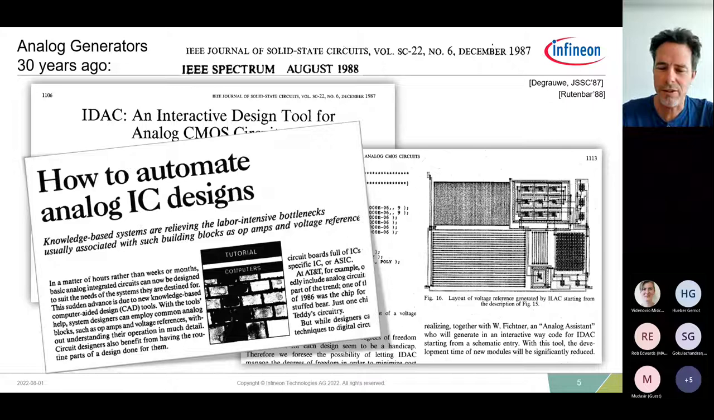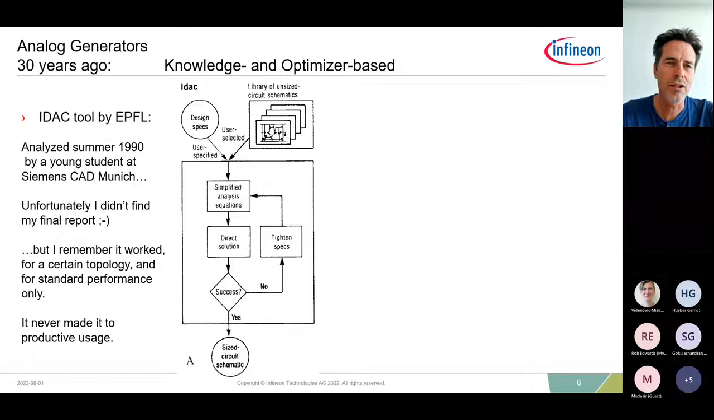And there was also a follow-up article in IEEE Spectrum. The basic idea you see here: you take design specs, you have a library of unsized circuit schematics. The user selects and specifies what he or she needs. Then you take simplified analysis equations for your specific circuit, and you create a solution. You check by simulation if the result is okay, and if not, you need to tweak your specifications or your circuit dimensions. And in the end, you get a sized circuit schematic.